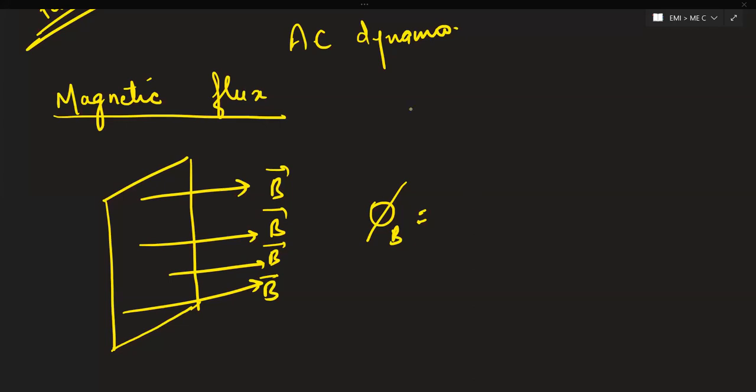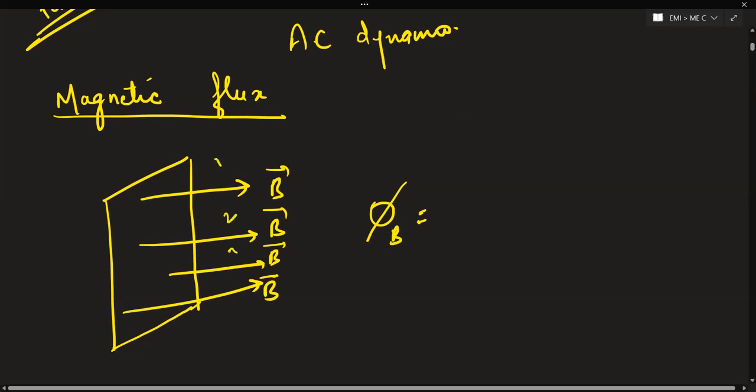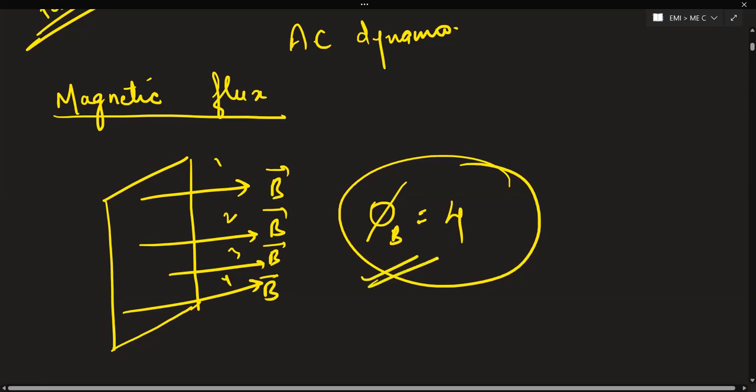Yes, class. Any idea? Exactly. This will be 4. See, number of field lines crossing area normally. I have already told you that all these 4 lines are crossing this normally. These are perpendicular to the plane of the surface. So obviously, number of field lines means what? You will count it. This is 1, this is 2, this is 3, this is 4. So magnetic flux, this is 4.